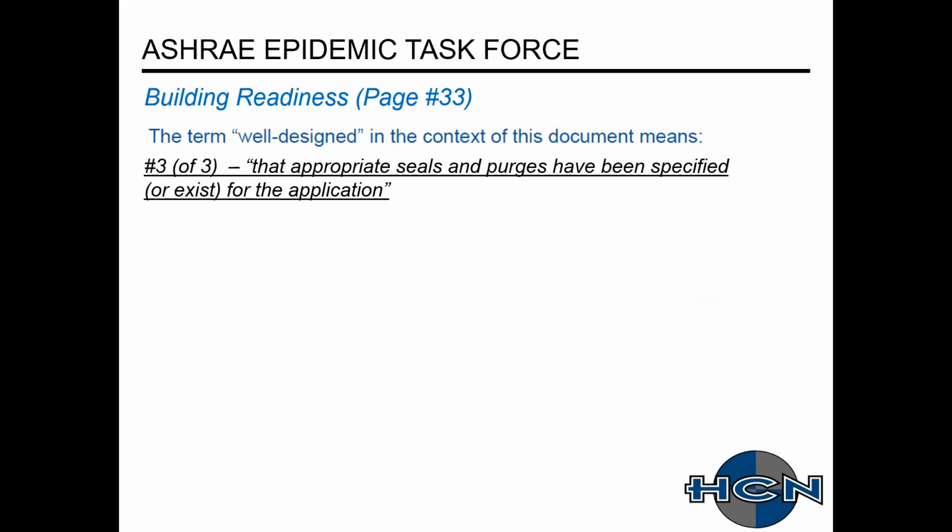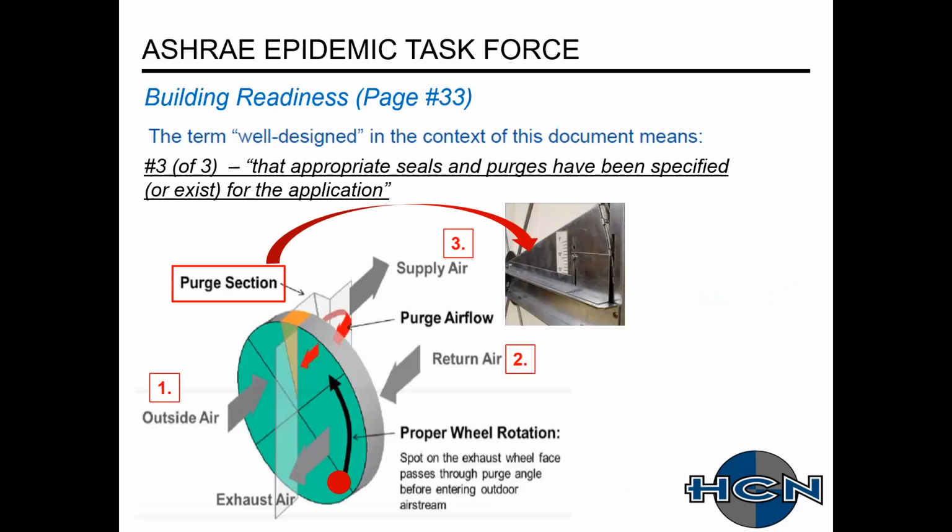Item number 3 has to do with whether the appropriate seals and purges have been specified or exist for the application. Here's a schematic showing what a purge is. You have the 2 airstreams separated by a vertical barrier. You have your outside air on the left that becomes your supply air, from number 1 to 3. And then traveling in the opposite direction, you have your return air depicted as number 2. If you look on the wheel itself, you'll see a little orange slice that's on the outside air portion.